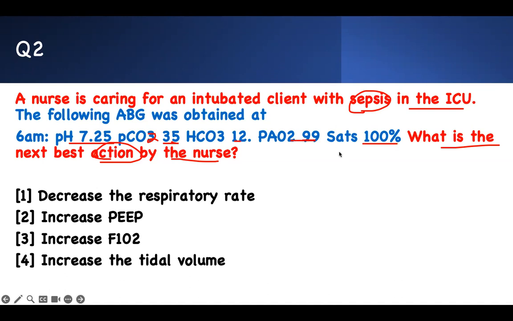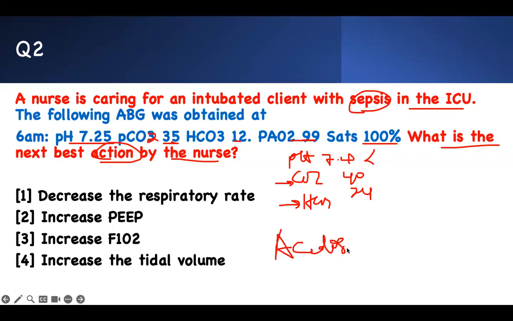How do I do my ABG? I take my pH and I write 7.4. I take my CO2 and I write 40. I take my bicarb and I write 24. CO2 is my respiratory, bicarb is my metabolic. That's all, respiratory and metabolic. If you are less than 7.4, you are acidotic. We have 7.25, therefore we are in acidosis. And I ask myself, what is causing acidosis?